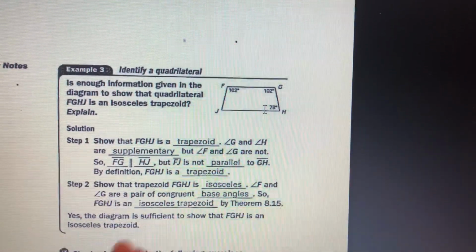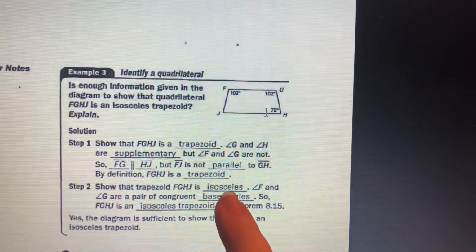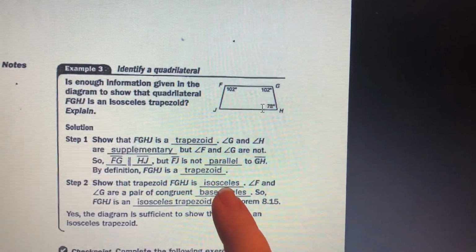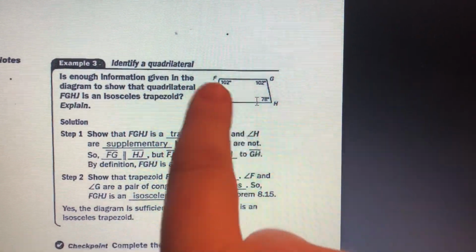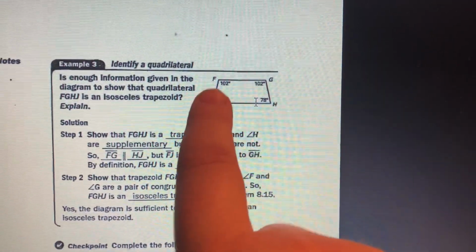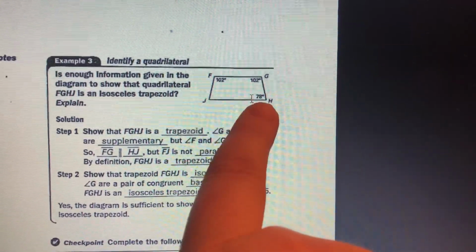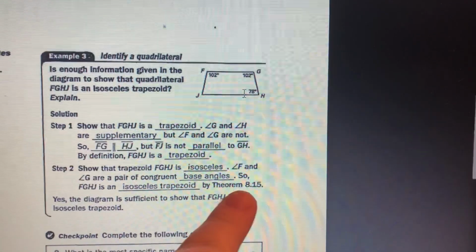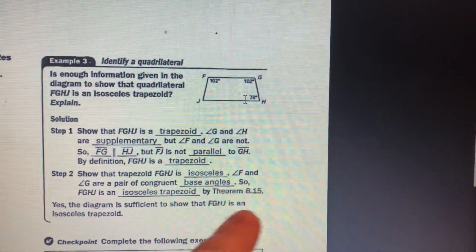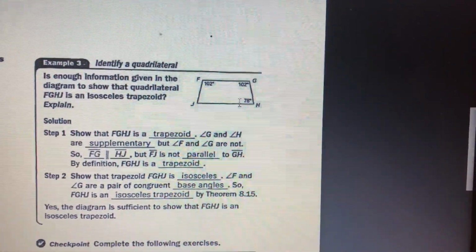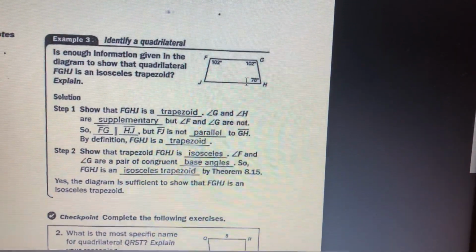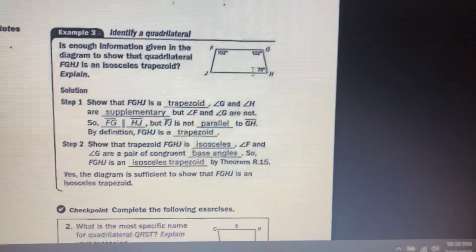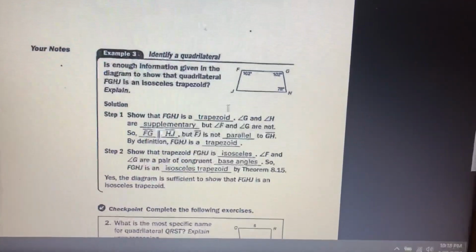Now, how do we show that it's an isosceles trapezoid? Well, in an isosceles trapezoid, F and G are a pair of congruent base angles. That means J and H are also congruent base angles. Thus, by theorem 8.15, which I would rather you just know as a property, in an isosceles trapezoid, both pairs of base angles are congruent. Thus, that is an isosceles trapezoid.